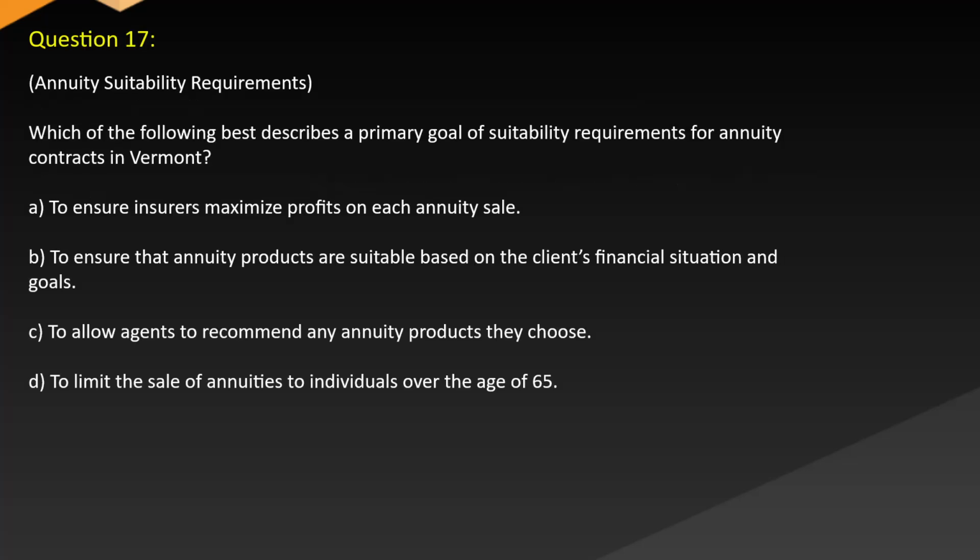Question 17. Annuity suitability requirements. Which of the following best describes a primary goal of suitability requirements for annuity contracts in Vermont? A. To ensure insurers maximize profits on each annuity sale. B. To ensure that annuity products are suitable based on the client's financial situation and goals. C. To allow agents to recommend any annuity products they choose. D. To limit the sale of annuities to individuals over the age of 65.